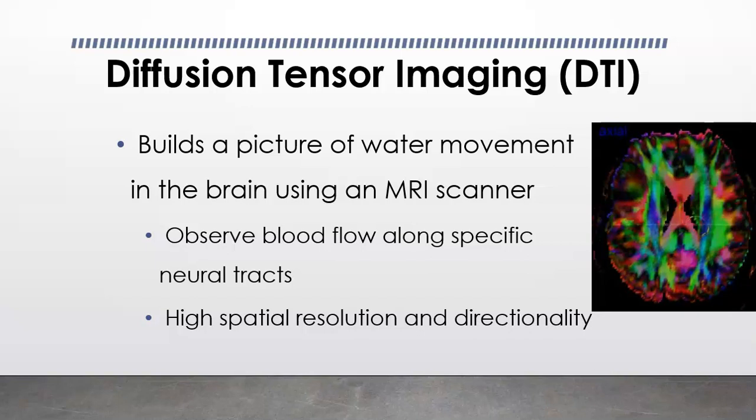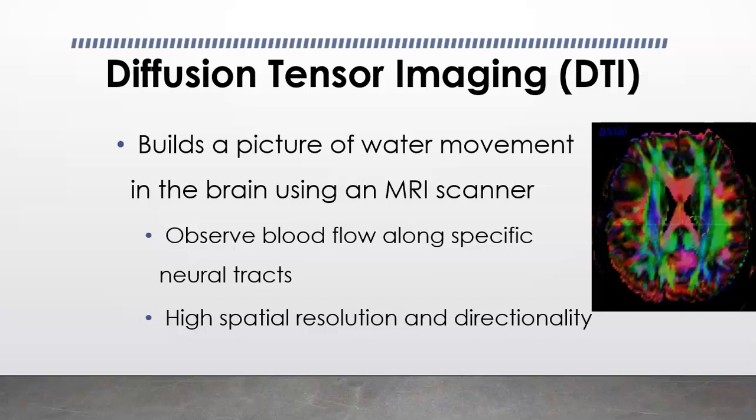So while the fMRI and MRI and those other imaging techniques focus on the cell body, or the soma, and the activity there, the DTI focuses on what's happening in the axons. That's why you get to see all the fun tracks.